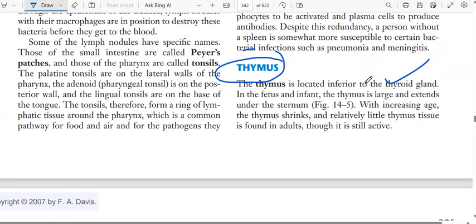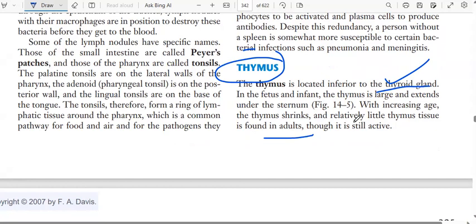Thymus is located inferior to the thyroid gland. In the fetus and infant, the thymus is large and extended on the sternum. With increasing age, the thymus shrinks and relatively little thymus tissue is found in adults, although it is still active. So basically, at the beginning of childhood, we have a large thymus. The size is also very good.